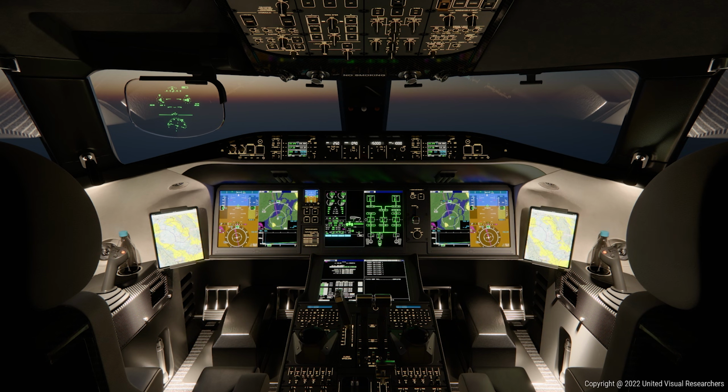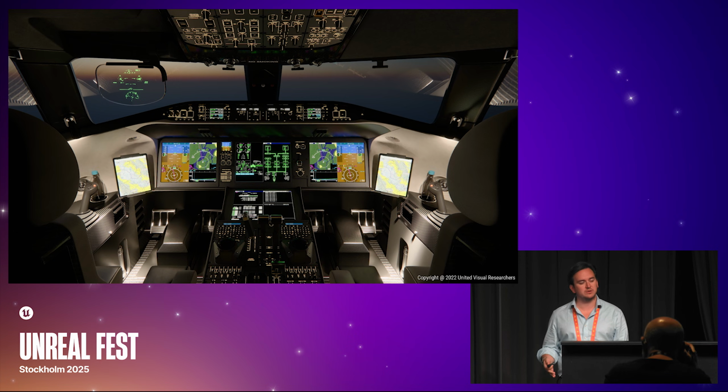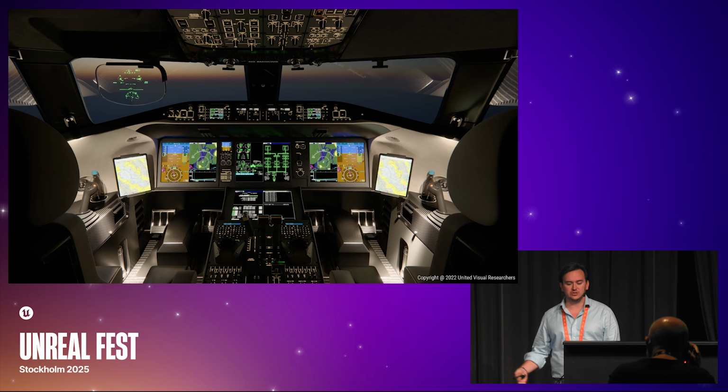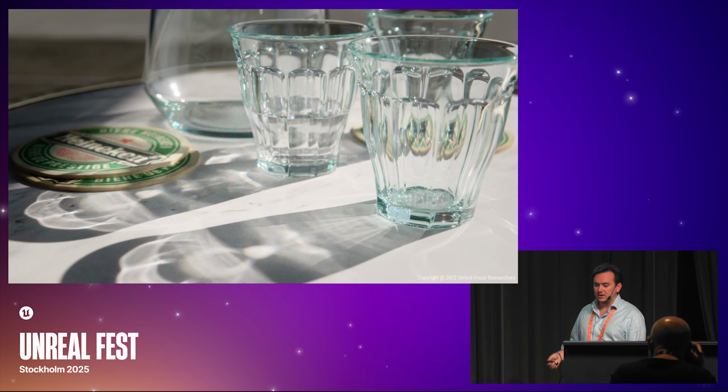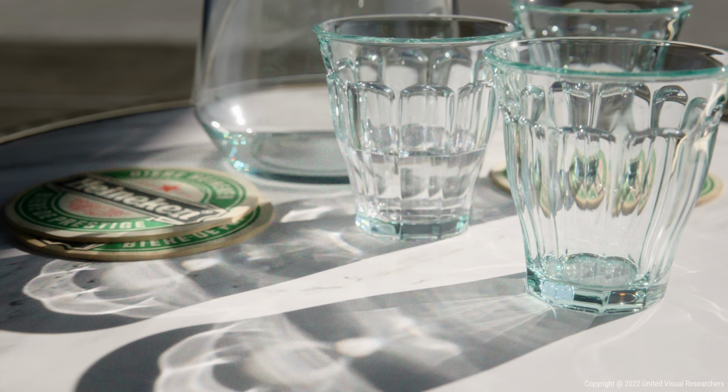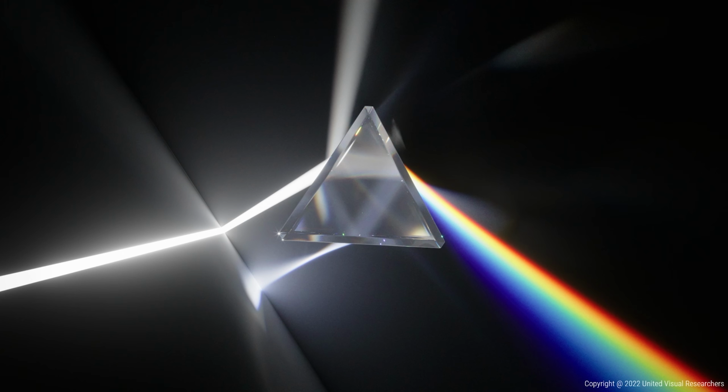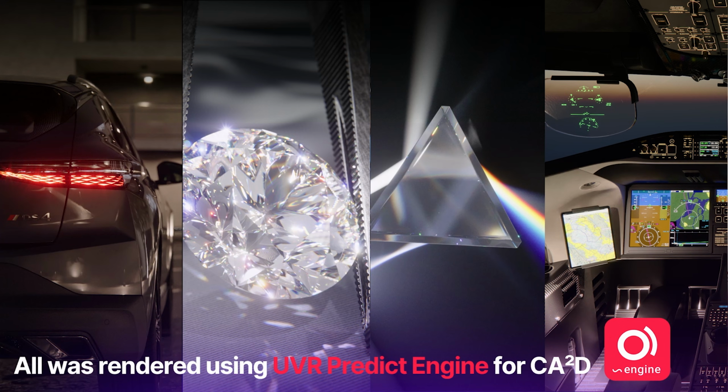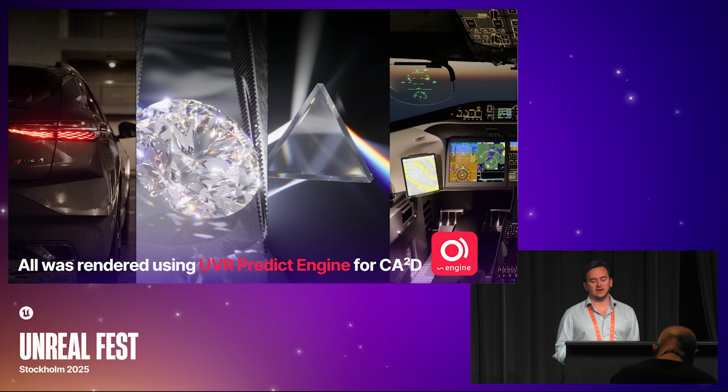And the main target is really to bridge the gap between the world of design and realistic images and the world of engineering. And this is possible by making highly advanced, highly accurate renders and using spectral rendering technology. So, like it said at the end of the video, all of these images were rendered using a new render engine that's called UVR Predict Engine for CAAD.